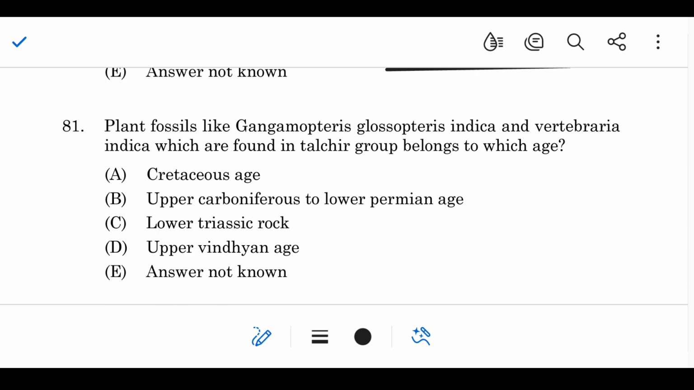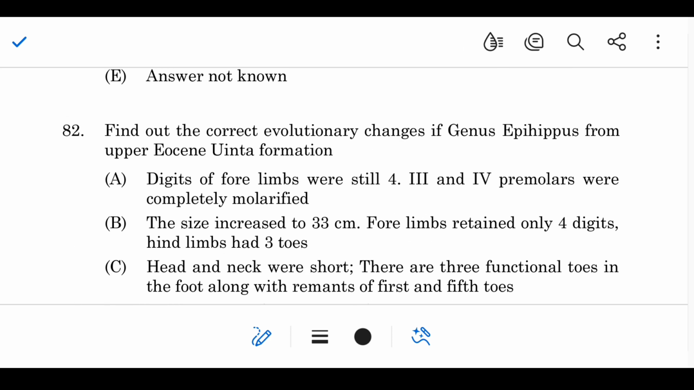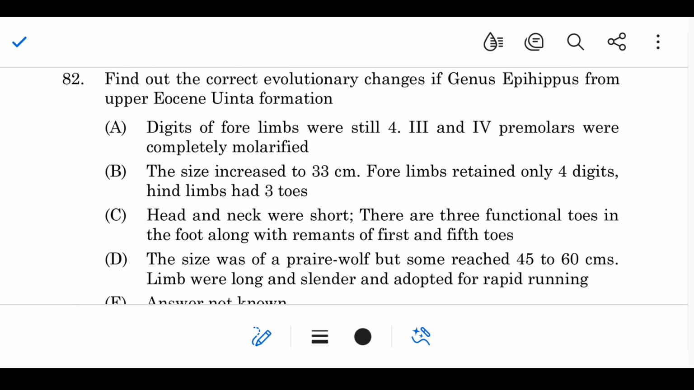Plant fossils like Gangamopteris, Glossopteris indica and Vertebraria indica, which are found in the Talchir group, belong to which age? Upper Carboniferous to Lower Permian age. Find out the correct evolutionary changes in Epihippus from the Upper Eocene Jaintia formation. Option A, digits of the forelimb were still 4. Okay, correct.